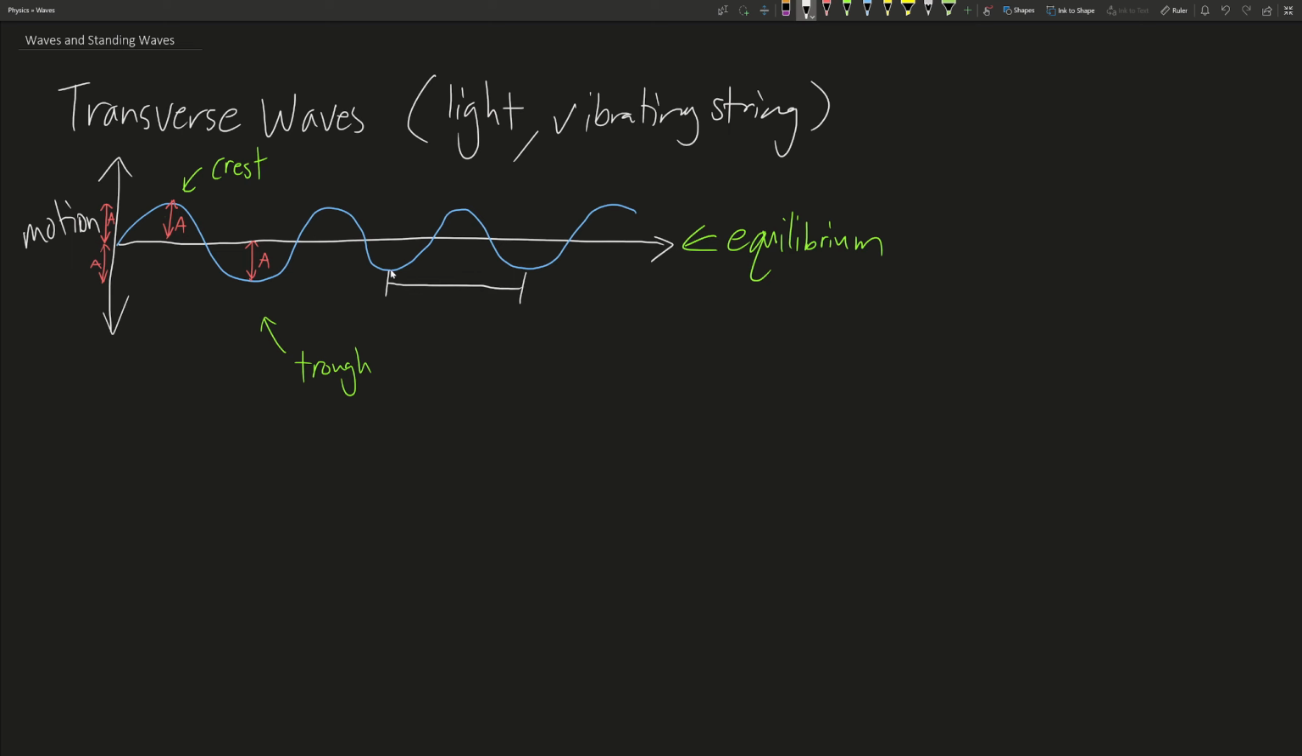To find the wavelength, you find the distance between when a part of this wave repeats. Like the distance between troughs is one wavelength, or the distance between crests is one wavelength. The wavelength is denoted by the Greek letter lambda, and it's measured in SI units of meters. You can also measure the distance between zero crossings. So this here is one wavelength. And notice that I didn't go from one zero to the next zero because these are not repeats.